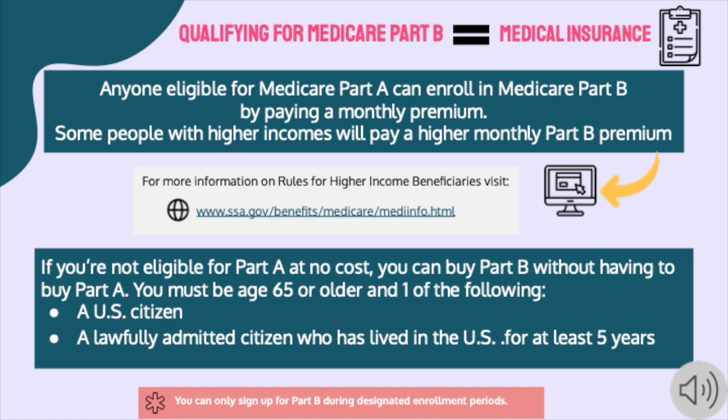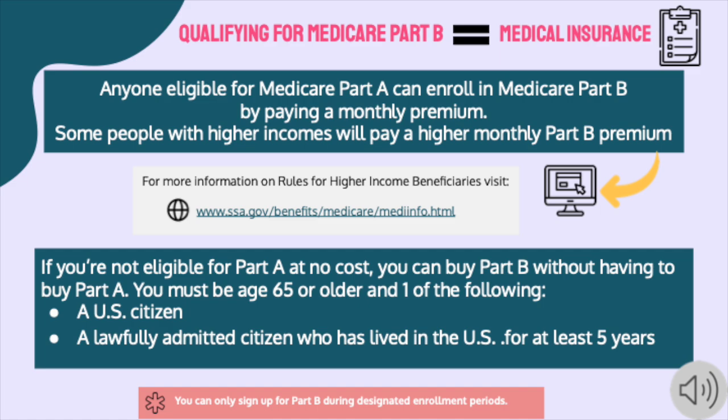Now let's talk about the qualifications to be eligible for Medicare Part B, or medical insurance. Anyone who is eligible for Medicare Part A can also enroll in Medicare Part B by paying a monthly premium. Some people may pay higher premiums with Part B if they have higher incomes. You can find more information on the rules for those with higher incomes using the link on the screen.